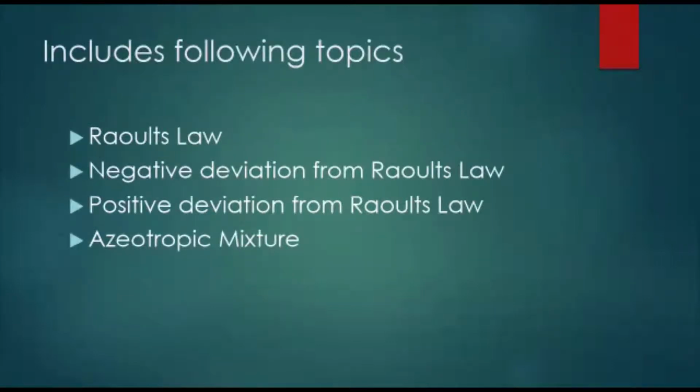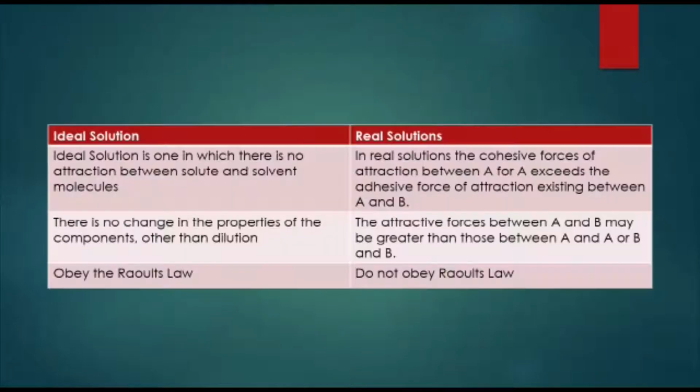So now in this video we will be discussing the following topics. The first one is Raoult's law, then the negative deviation from Raoult's law, then the positive deviation from Raoult's law, and lastly the azeotropic mixture. But before studying Raoult's law, we need to understand the difference between the ideal and the real solution. So what is an ideal solution?